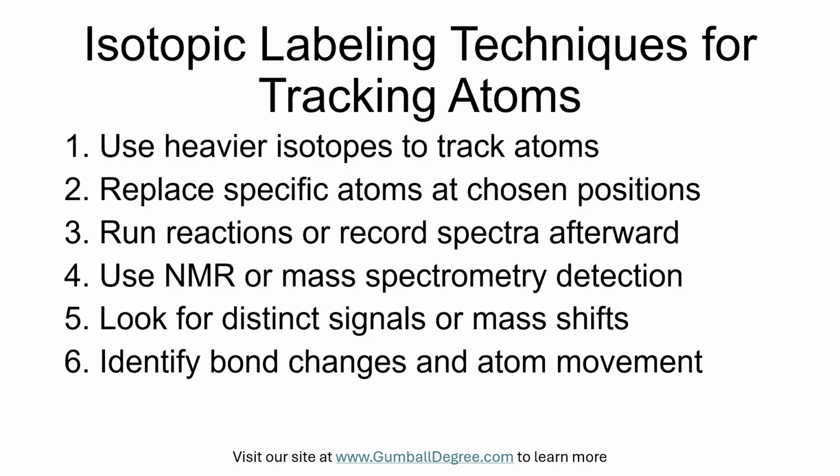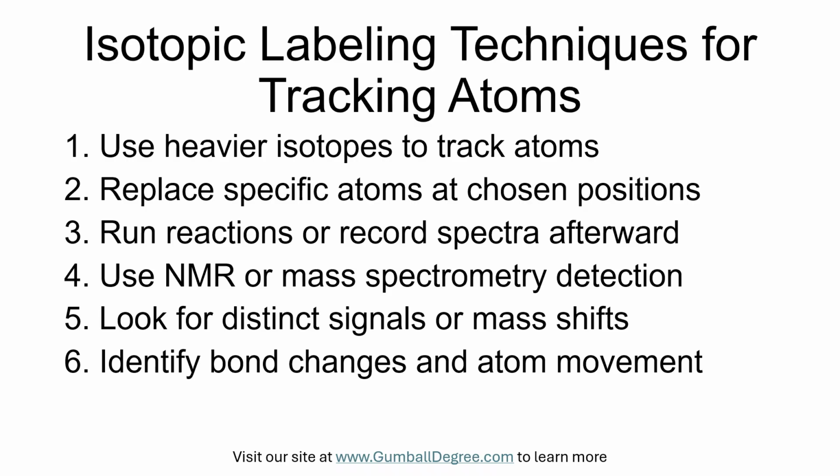Isotopic labeling is like painting an atom with a heavier version so instruments can see where it goes. Scientists swap in isotopes like carbon with the mass number 13 or nitrogen with the mass number 15 at chosen positions in the molecule, then run the reaction or record spectra with tools such as nuclear magnetic resonance or mass spectrometry to observe changes. The labeled atom shows distinct signals or mass shifts that reveal which bonds form or break and how atoms move between molecules.